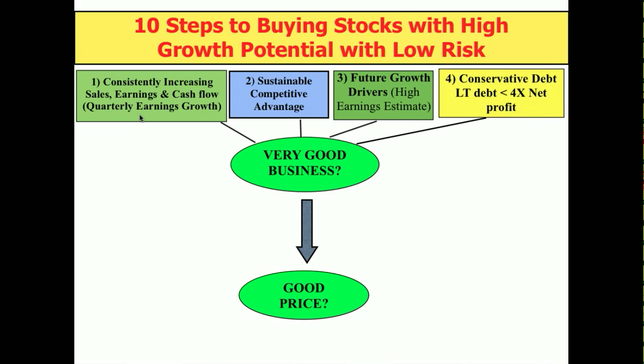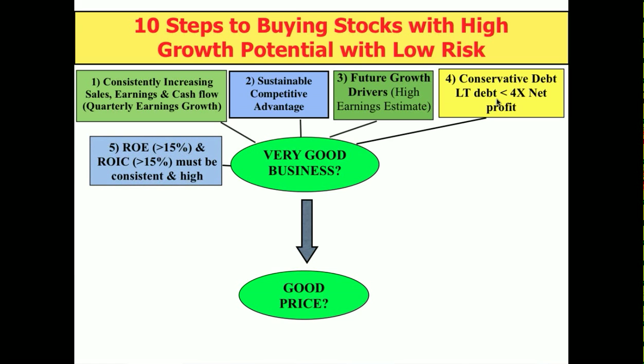Next criteria, the company should not take on too much debt. It should have conservative debt. And we look at the long-term debt being less than 4 times its net profit. Next criteria, ensure the company's return on equity, ROE, is consistently above 12 to 15%. And we also want to look at ROIC as well, return on invested capital.